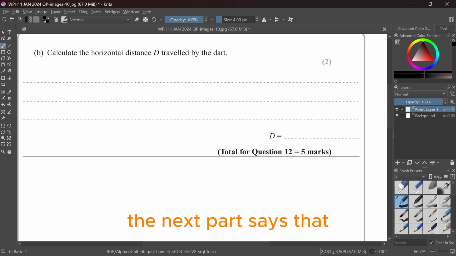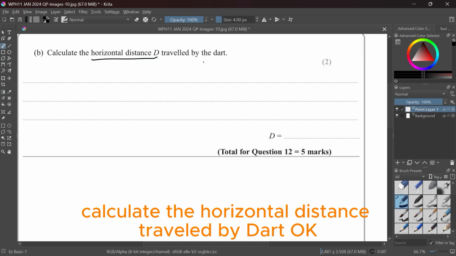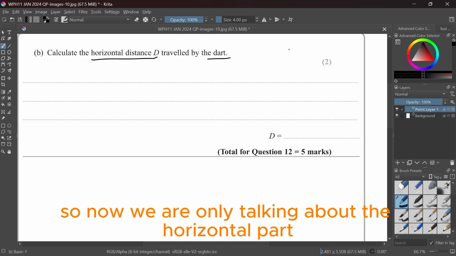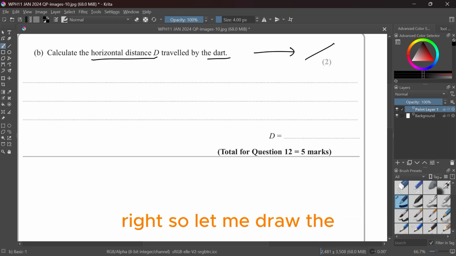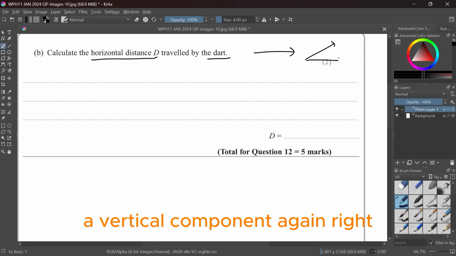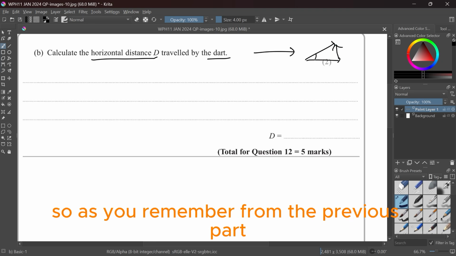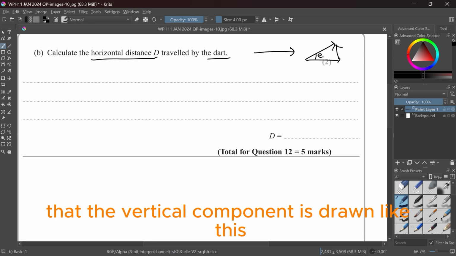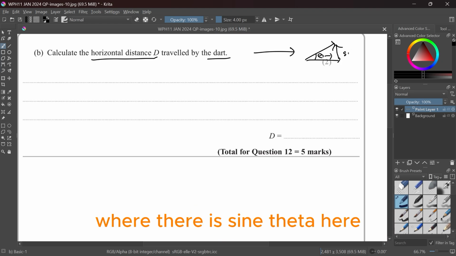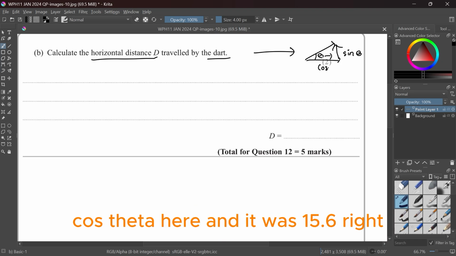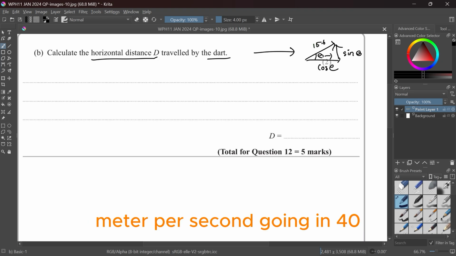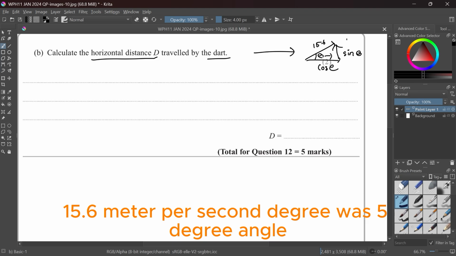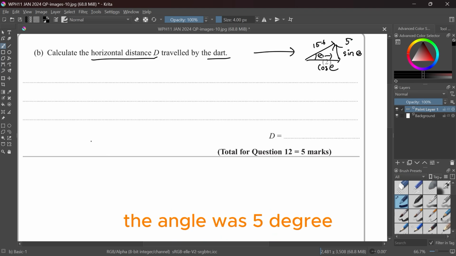So the next part says to calculate the horizontal distance traveled by the dart. So now we are only talking about the horizontal part, right? Let me draw the velocity components again. As you remember from the previous part, the velocity is drawn like this, where there is sin theta here, cos theta here, and it was 15.6 meters per second. The angle was 5 degrees.